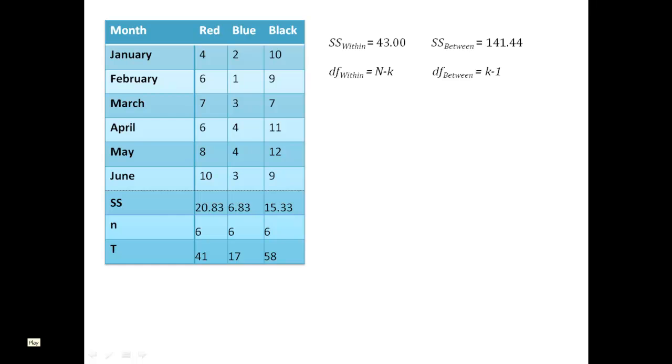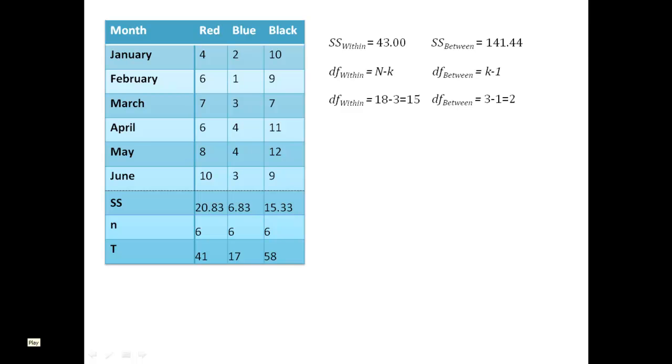Okay, so we know our sum of squares within and our sum of squares between, and now we are going to figure out our degrees of freedom within and between. Now you should know what N stands for. N stands for the total number of scores in the sample. K stands for the total number of levels in the sample. And in this example, we have 3 levels: red, blue, and black. So our degrees of freedom within is going to be 18 minus 3, which equals 15. And our degrees of freedom between is going to be 3 minus 1, which equals 2.